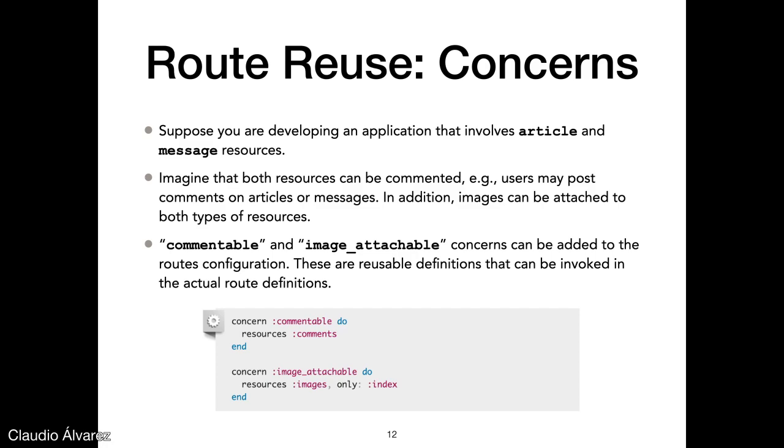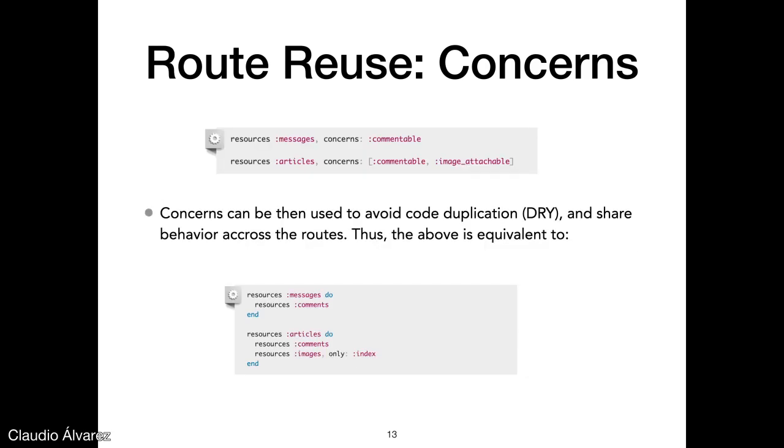So when you have that kind of situation, you can declare concerns. Here we have a commentable concern that will involve comment resources. We've got another concern, which is image attachable, that will relate to images, however, only for listing the images. And how will this look in the actual implementation? Well, you declare routes with concerns as above, right? When you have messages and you want messages that can be commented, you specify concerns, in this case commentable. If you have articles, you can have them commentable and image attachable, right?